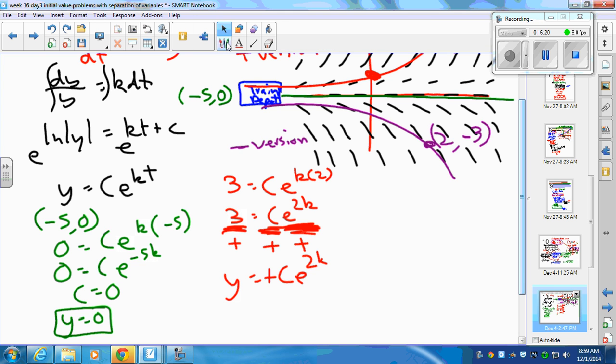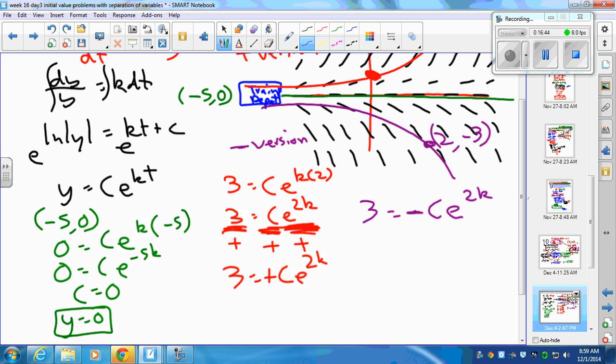Likewise, if you have the purple, the only way you could have the purple would be y equals -Ce^(2k) when you're solving for the 3. Here you would have the 3, but you know it has to be negative because this is a -3. If this piece is always positive, then this piece has to be negative to force the negative fit. Okay?